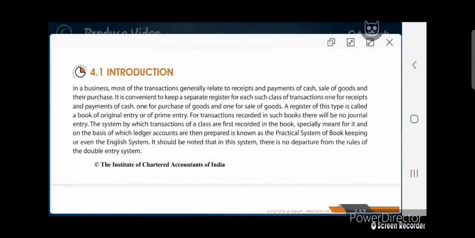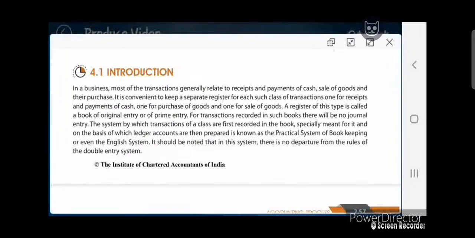A register of this type is called a book of original entry, or a book of prime entry. It is called the register. For transactions recorded in such books, there will be no journal entry.